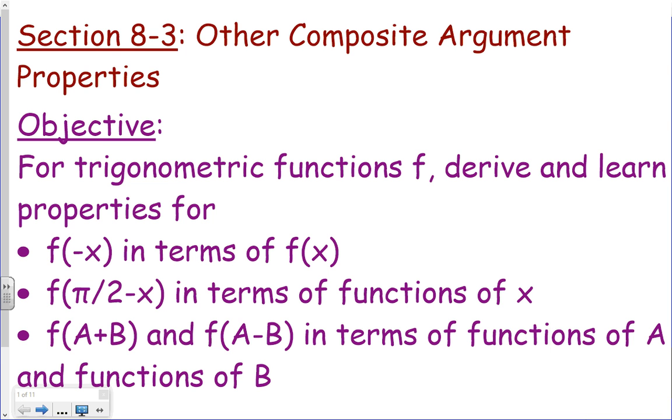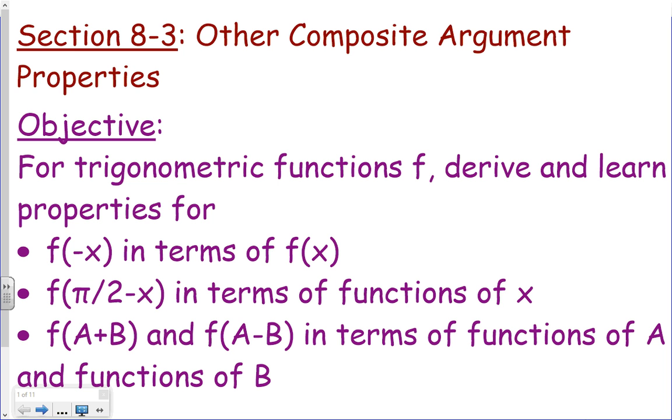All right, open up your book to section 8-3. We're on page 397 in your book. The title of this section is the Other Composite Argument Properties. We saw one of these in the previous section. We'll deal with the others here in this section.